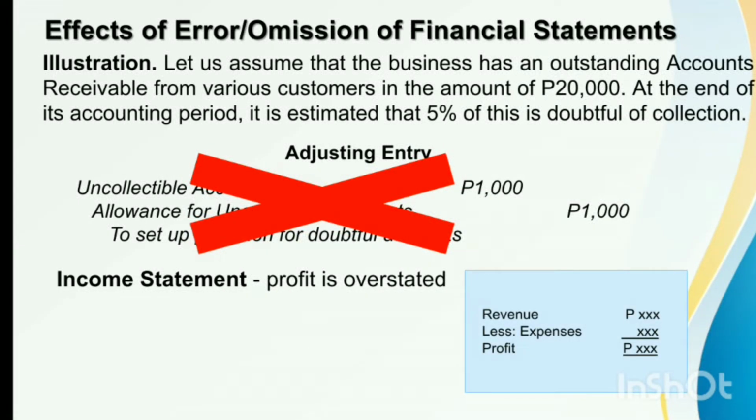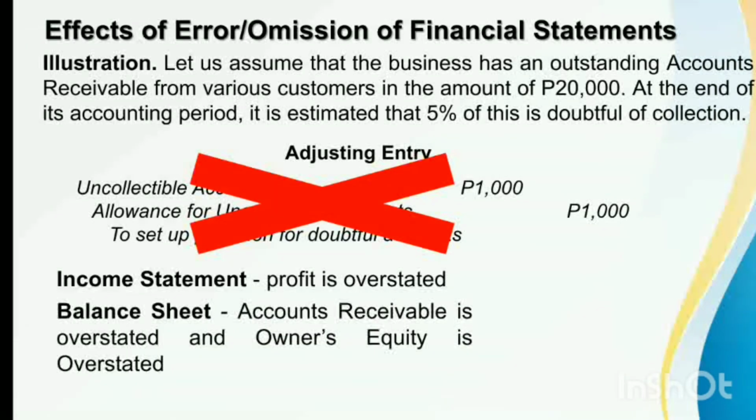So, mas maliit or understated na ngayon yung expenses. So, as a result, malaki yung magiging profit or overstated yung magiging profit. For the balance sheet, if there is no adjusting entry, the accounts receivable is going to be overstated and the owner's equity is also overstated.